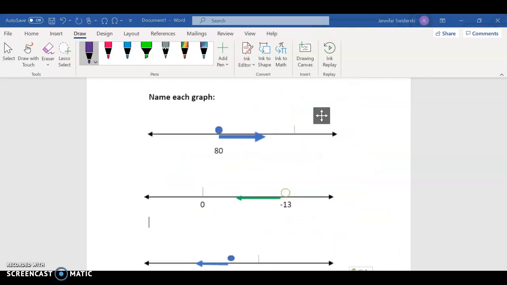This bottom section didn't copy for some reason in our notes, so I'm going to go over it real quick. They say name each graph. You guys are going to be great with this. What they want you to do is take a variable. I'm going to say x, it's easiest. Write the inequality. It's going to be x greater than or equal to 80. This one, x is less than negative 13. Why didn't I put less than or equal to? Because that circle is not shaded in.